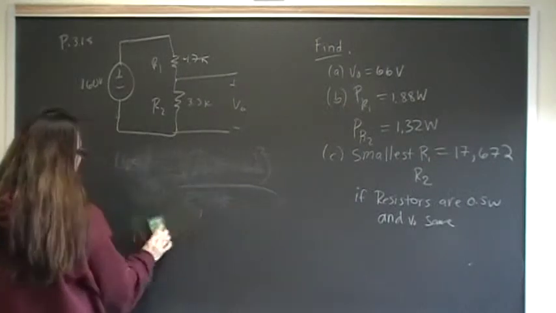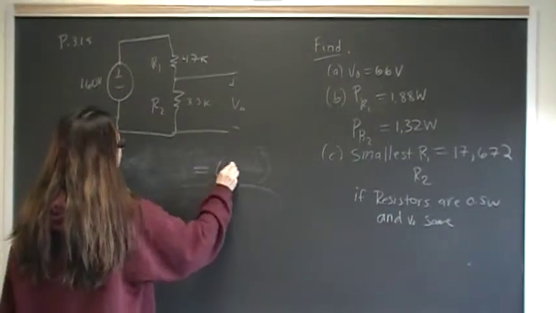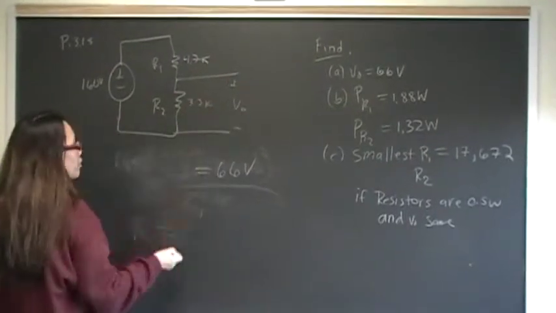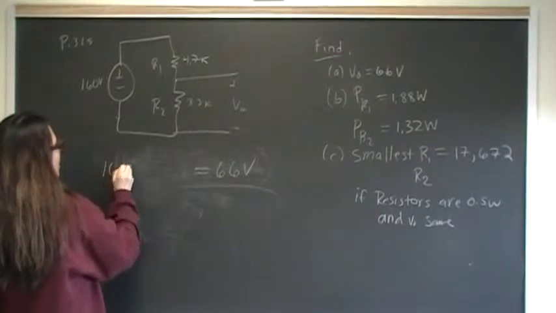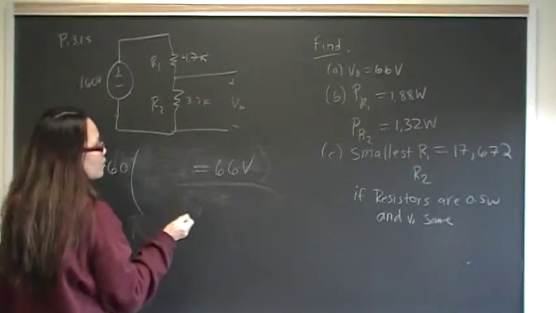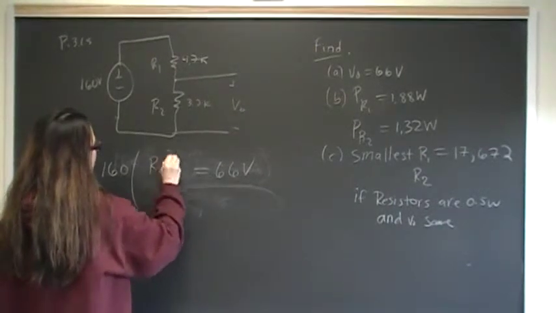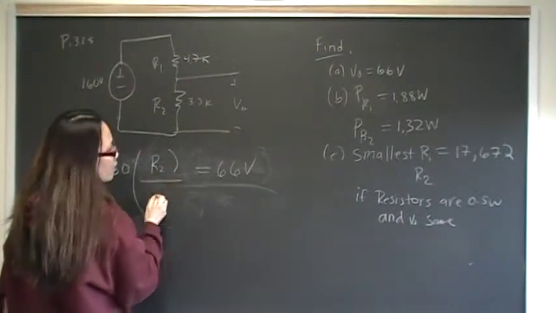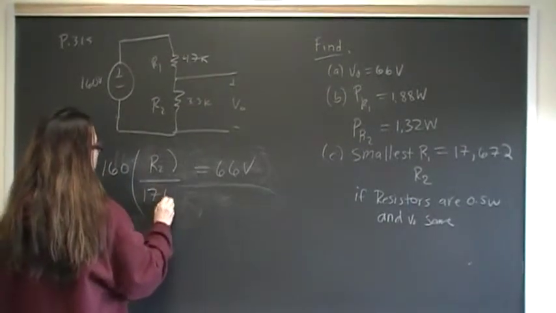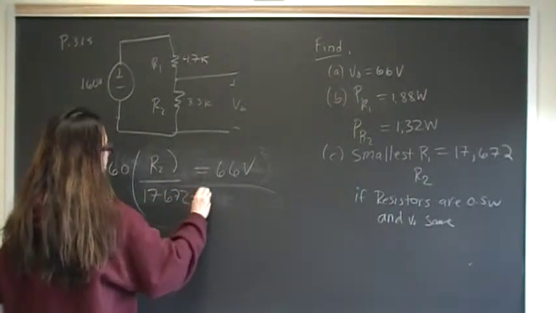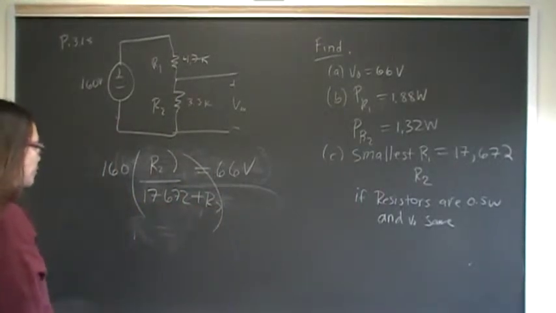For R2, we use the definition of the voltage divider circuit. We need 66 volts to drop across here. We use a voltage divider circuit, which says that we have 160 volts. We don't know what R2 needs to be. That's what we're trying to find out. But we know that R1 is 17,672 plus R2. That's just a straight definition of the voltage divider circuit.